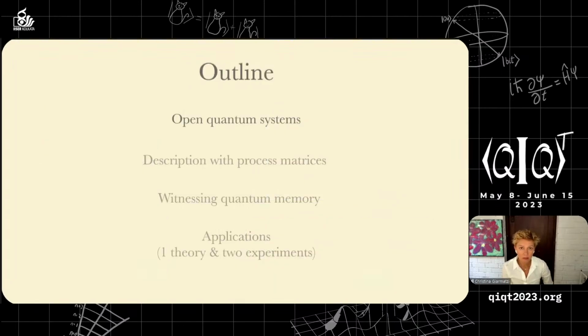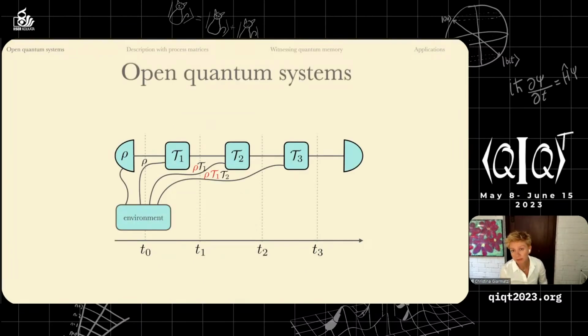So this is the outline of the talk. I will talk about open quantum systems and how we describe them with process matrices, and then a way to witness quantum memory in the experiment. That's just the theory section, and then I'll talk about some applications. First, a theoretical application of the work, and two experiments, one finished and one ongoing. Feel free to interrupt me anytime. I don't think this talk is going to be a long talk, so there's certainly time in between for interruptions.